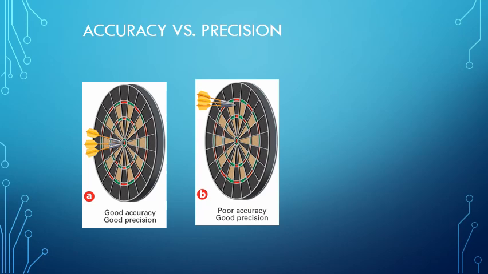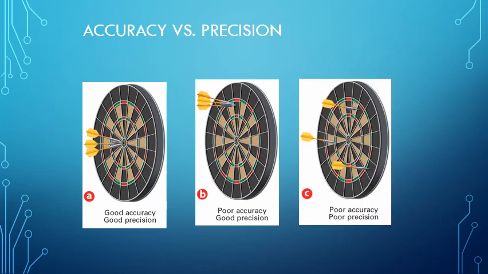In the second example, you can see that we had poor accuracy, but we had good precision. We didn't hit the target, we didn't hit the bullseye, but all three of the darts are found in the exact same position. And then in our final example, we have poor accuracy and poor precision. So you can see in that sense here, we now have not only the thrower not hitting the target, but also being all over the place on the dartboard as well.